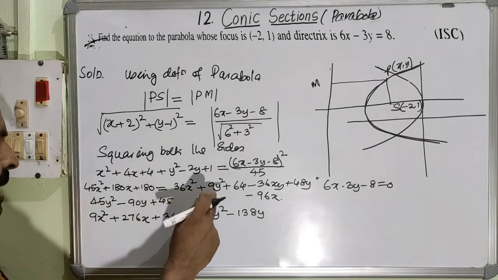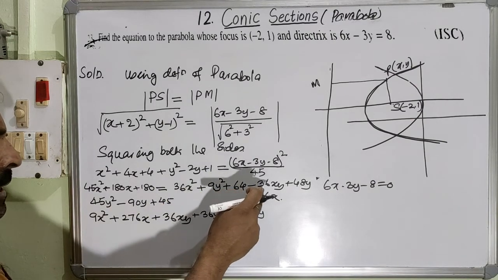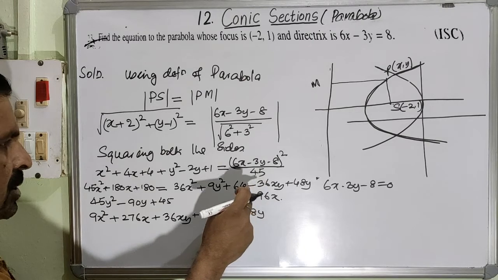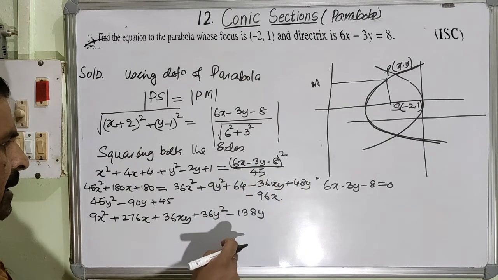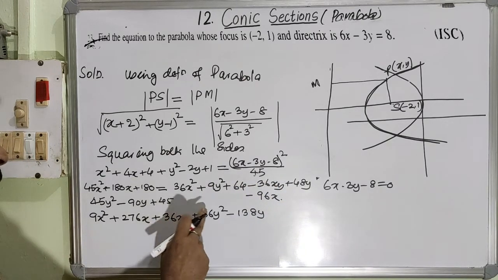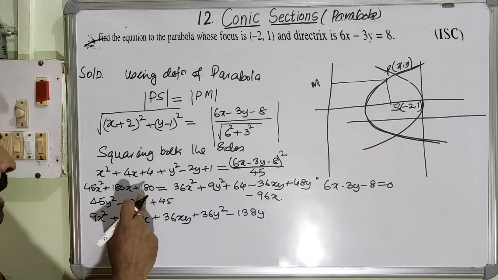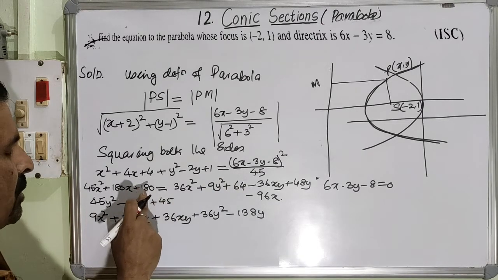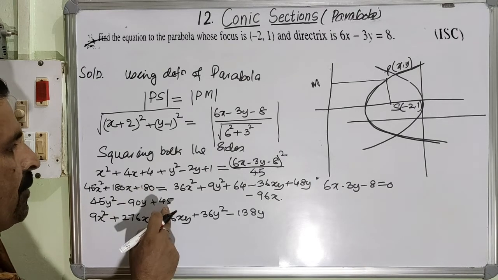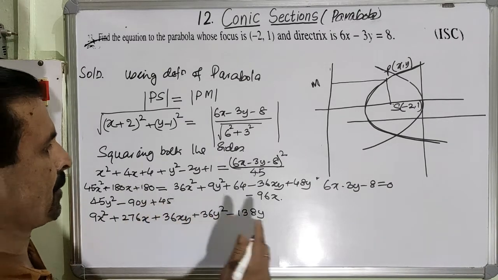This x square is brought here, y square is brought here. Okay, then this 36xy also is brought here, 48y also is shifted. 96 also is shifted. Now we are only left with the constant. So the right hand side we have 64 and left hand side we have 180 plus 45. That means, 180 plus 45 is equal to 225. From this 225 we can subtract 64.